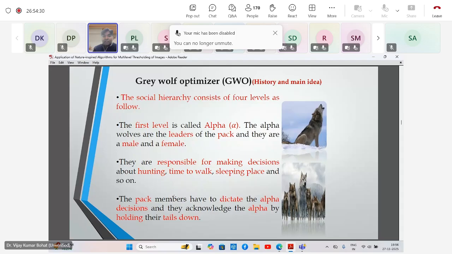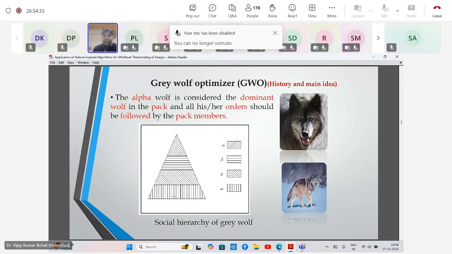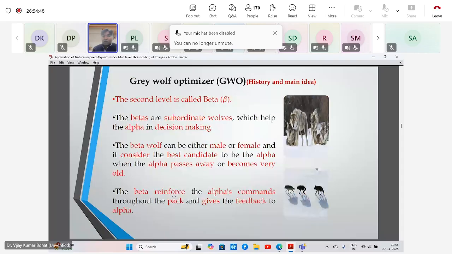The second wolf in the hierarchy is the beta wolf, followed by delta and omega wolves. As the hierarchy goes down, the number of wolves in that category increases, but at the leadership position there are only a few wolves. The second level is the beta wolf. Betas are subordinates who help the alpha in decision making. The beta wolf can be male or female, and it is considered the best candidate to become alpha when the current alpha passes away or becomes very old. The beta reinforces the alpha's commands throughout the pack and gives feedback to the alpha wolf.